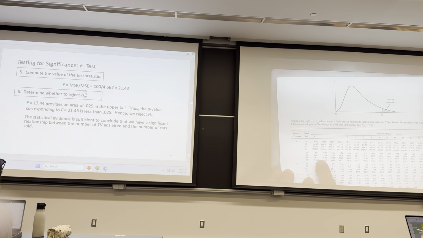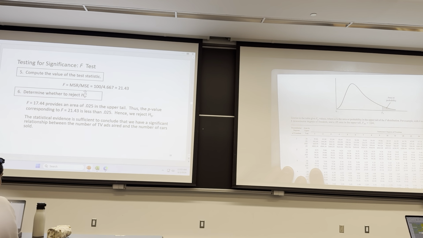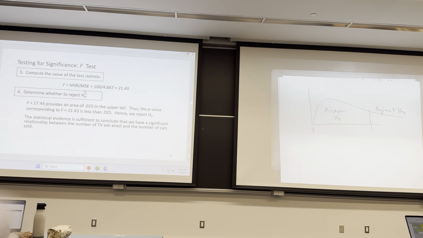So 1 and 0.025, here 17.44. So at the intersection of 1 degree of freedom for the numerator and 3 degrees of freedom for the denominator, and your area in the upper tail is 2.5%, lower tail is 2.5%, so 2.5% we are taking, the answer is 17.44. So I'm just going to put it down, 17.44, over here.